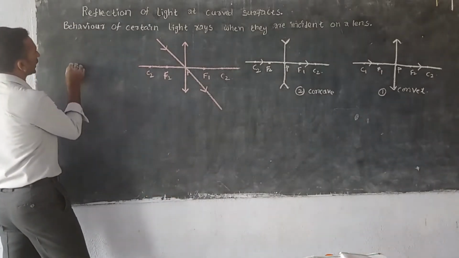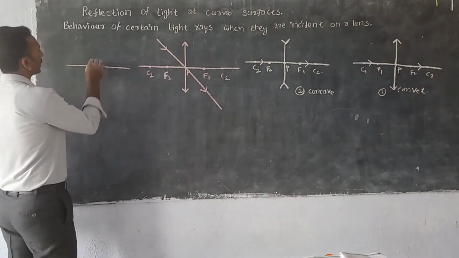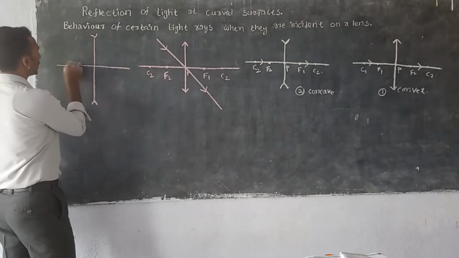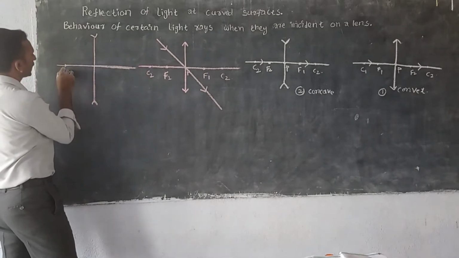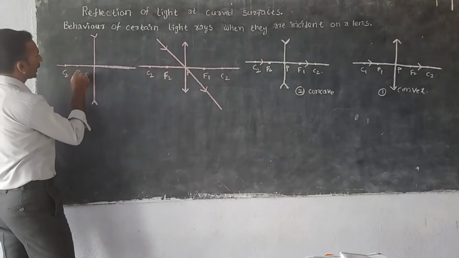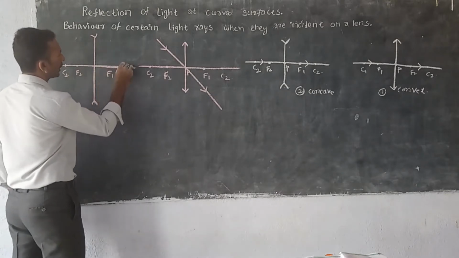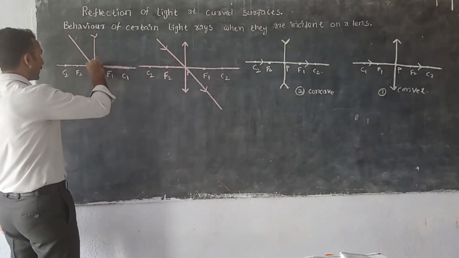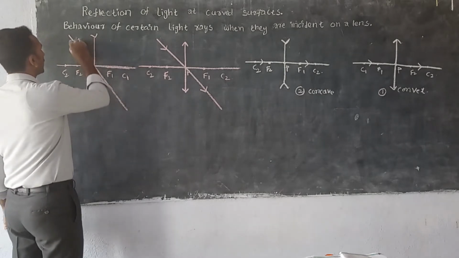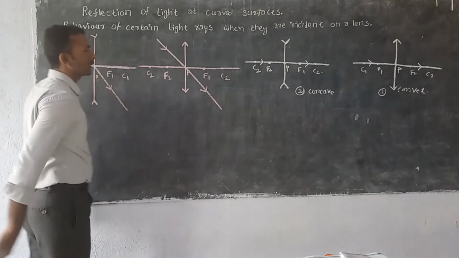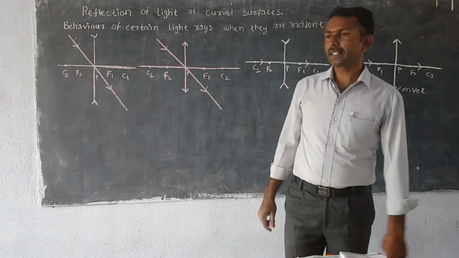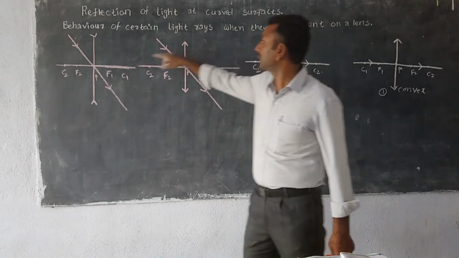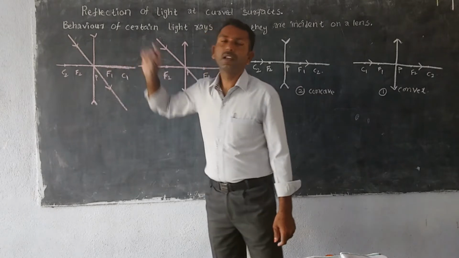And we have to draw another ray diagram for the concave lens. This is the principal axis, and this one is the concave lens. This one is center of curvature C2, this one is focal point F2, this point is focal point F1, this point is center of curvature C1. And here what is the situation? If any light ray is going through the optic center, it is always undeviated. This is the light ray going through the optic center for the convex lens, and the light ray going through the optic center for the concave lens.